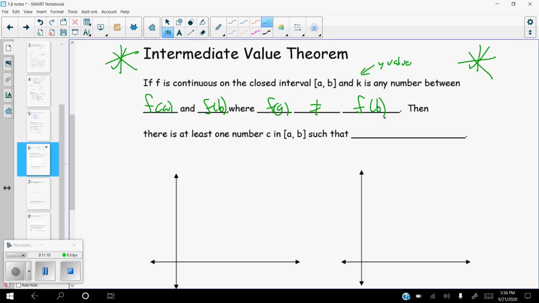Then there's at least one number c on the interval from a to b. So if c is in between a to b, that makes it an x value, such that f of c equals k. All right, what the heck does all that stuff mean? All right, let's try and figure it out.